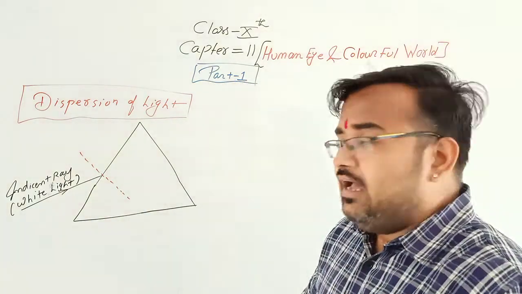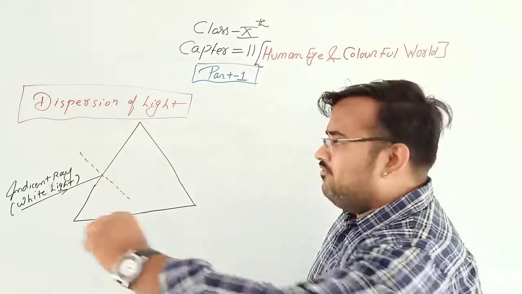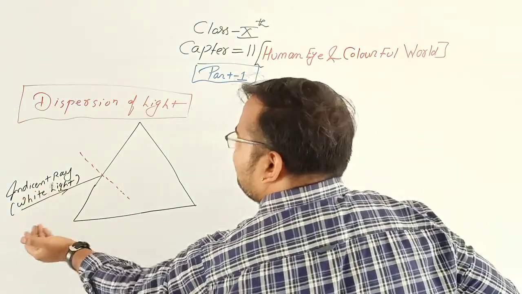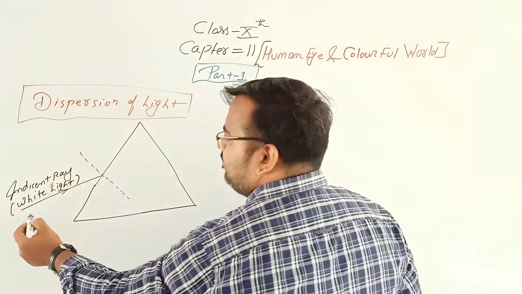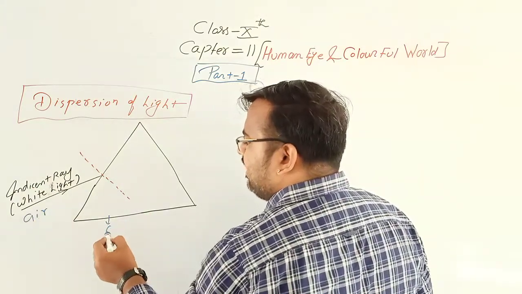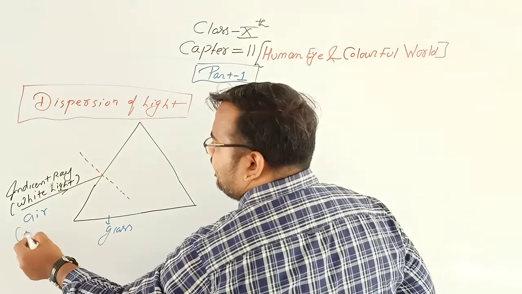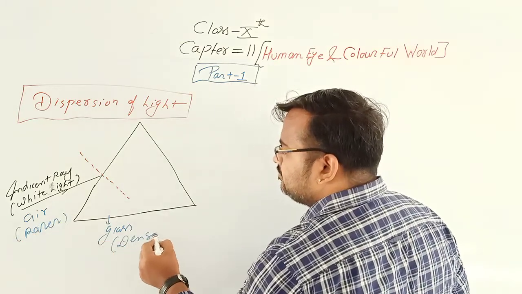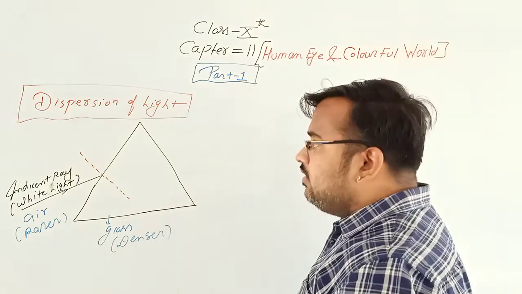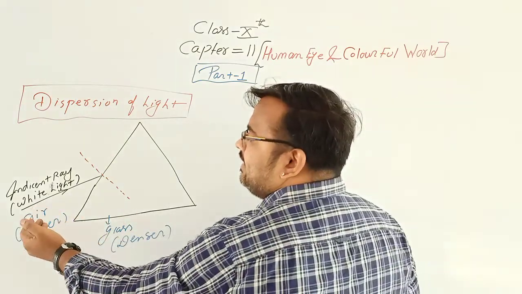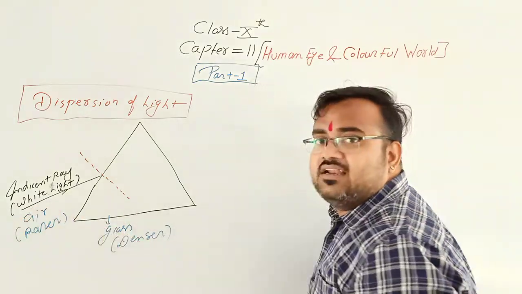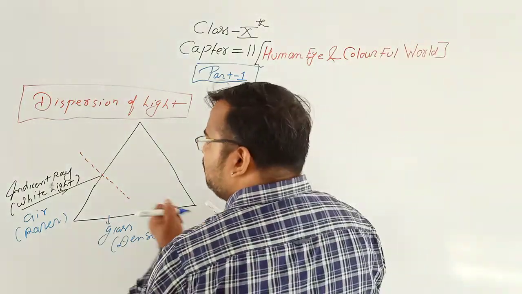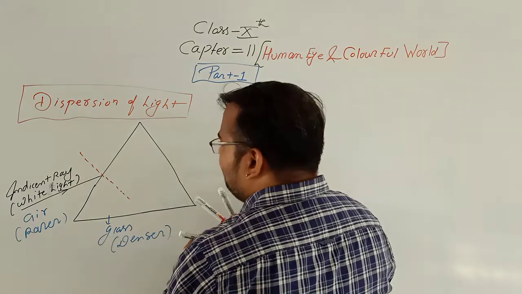Clear? Now see, according to our first rule, when an incident ray travels from rare medium to denser medium, here air is present and this is glass medium. Air is a rarer medium. The refracted ray bends towards the normal. It will bend towards the normal.